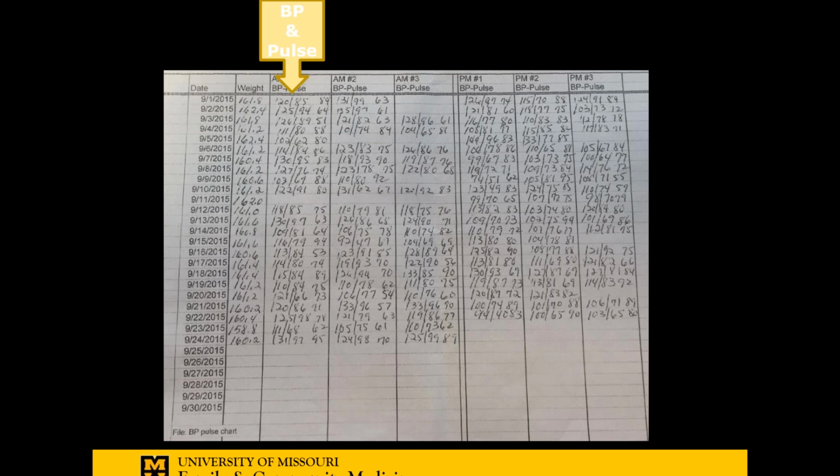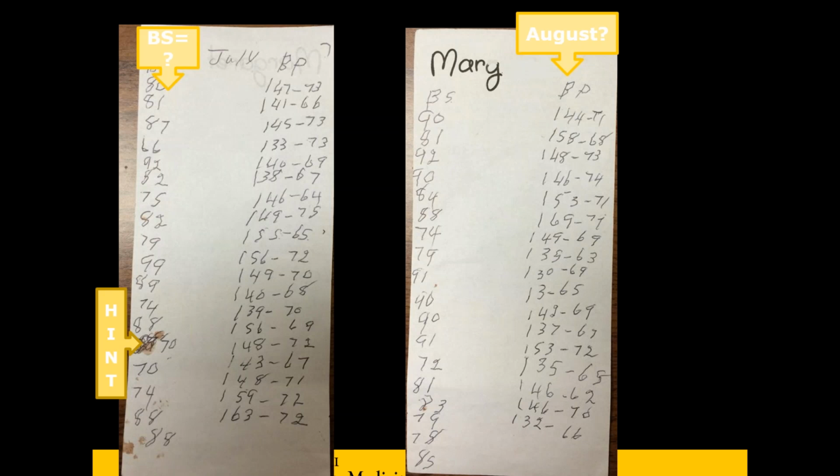We've asked them. Here's another one. This is July on the left. Don't even know if it's August on the right. And what's this other number over here? Is that pulse or is it blood sugar?